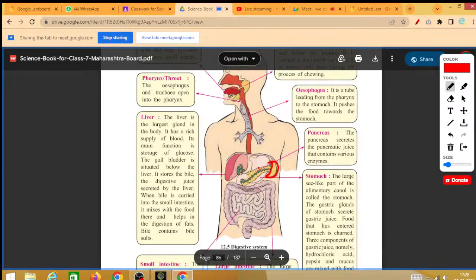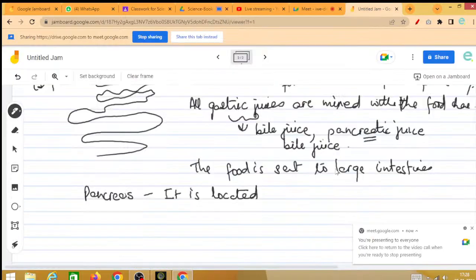So on one side of the stomach is the liver and the gallbladder. On the other side, just below the stomach, is the pancreas. No, ma'am, not that, that yellow portion. Okay, this is the pancreas. So we'll write down, it is located outside the stomach, next to the stomach.